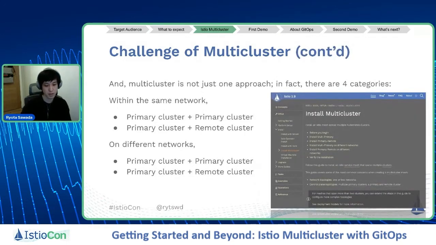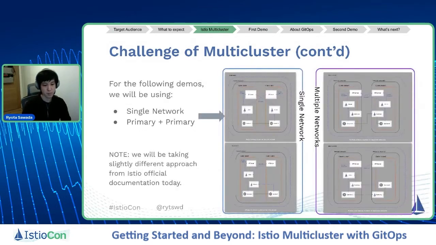When it comes to multi-cluster, there are 4 categories in the official documentation: 2 for the same network, primary-remote, and 2 for different networks, primary-remote. And we will be focusing on the single network with primary today. And as mentioned, the setup is not exactly following the official documentation, as I'm using an older version of Istio.